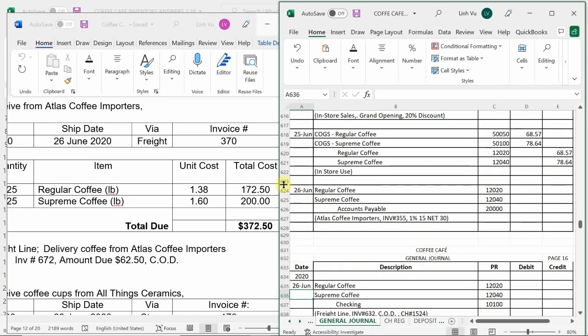Okay, so in this case we just have to make some minor changes, because here the invoice number is 370 now. We still have our terms. How much regular coffee did I buy? 125 pounds at $1.38, which means $172.50. And then we have my 125 pounds of Supreme coffee at $1.60, which gave me $200. So that should give me a total of $372.50, right?